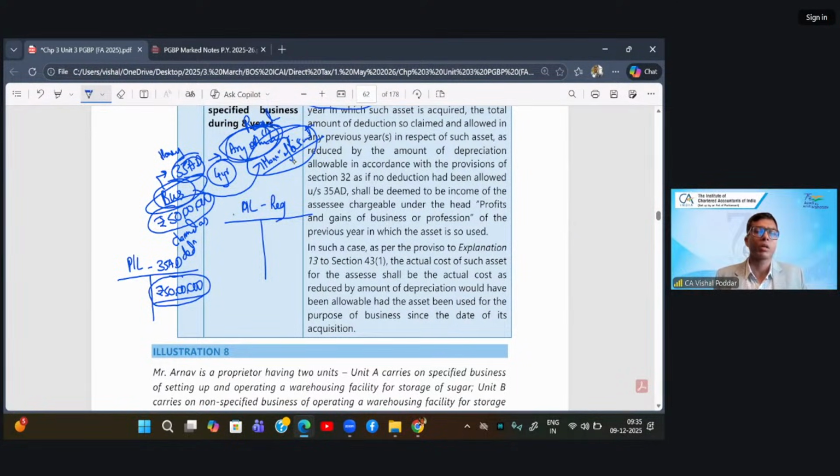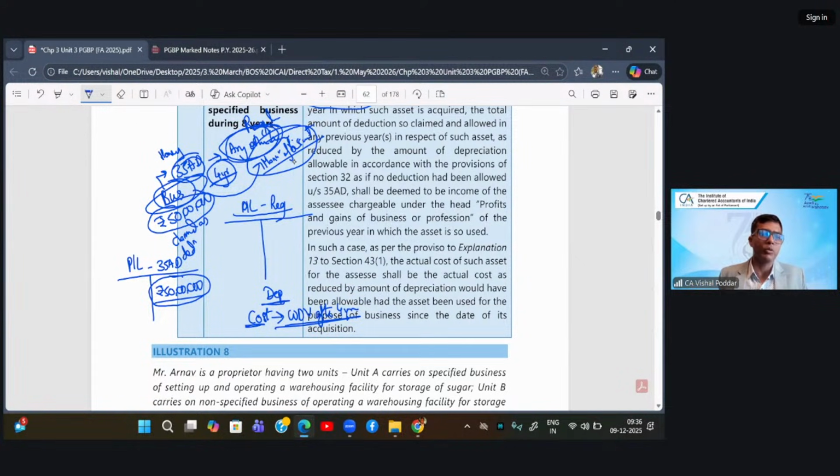Now, what will happen? In your other business, it will become a capital asset. But interestingly, here you have to claim depreciation on this capital asset. Now, an interesting part is this asset is already used for 4 years. Now, in depreciation, the cost will be what? The cost will be the WDV after 4 years.